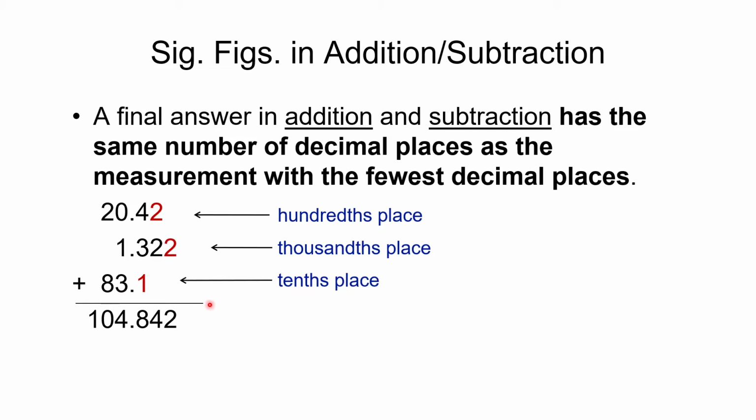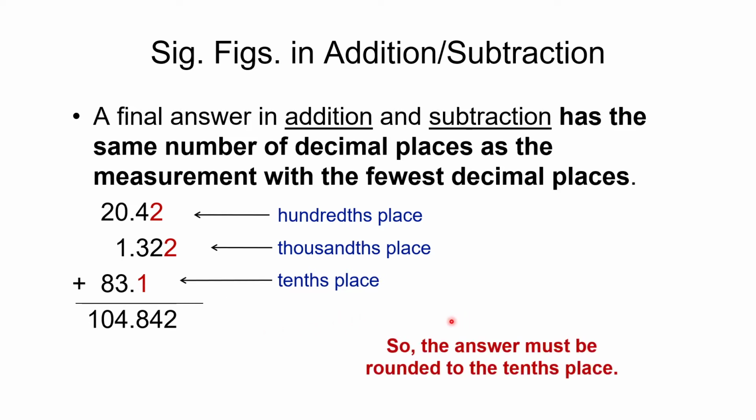But we want to round this to the biggest of these places, in other words, the one that is the least to the right. So when we compare the hundredths, the thousandths, and the tenths, the tenths is the biggest of those. Therefore, it's the least to the right, and we need to round our answer to the tenths place. So our answer here is going to be rounded to the tenths place where that 8 is, and it'll be 104.8. And so that's how we do addition and subtraction.